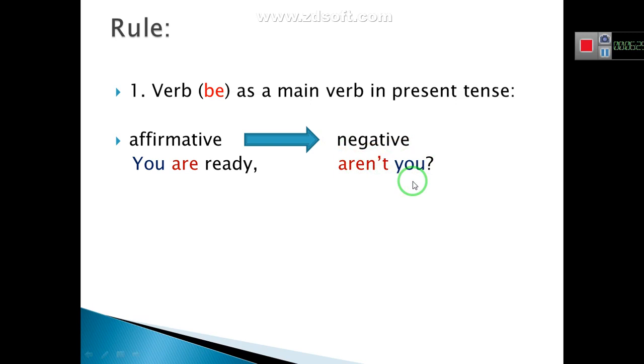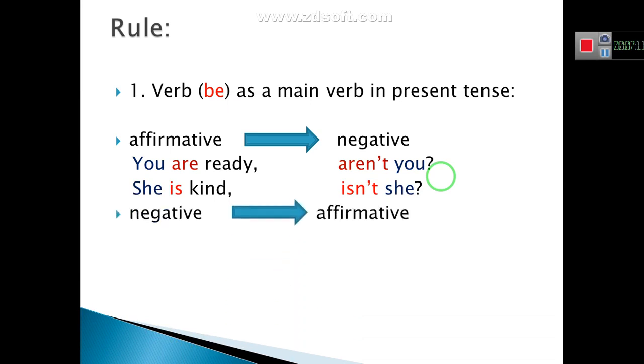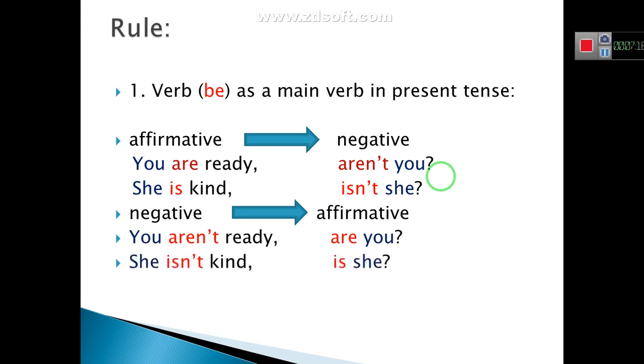But be careful. I don't have to use names for question tags. I have to change it to a subject pronoun. For example, instead of Rula, Rula is ready. When I want to write a question tag, I have to say, isn't she? Or Hiba and Hadil are ready. I have to say, aren't they? They refers to Hiba and Hadil. She's kind, isn't she? Or if the sentence is negative, you aren't ready, are you? She isn't kind, is she?